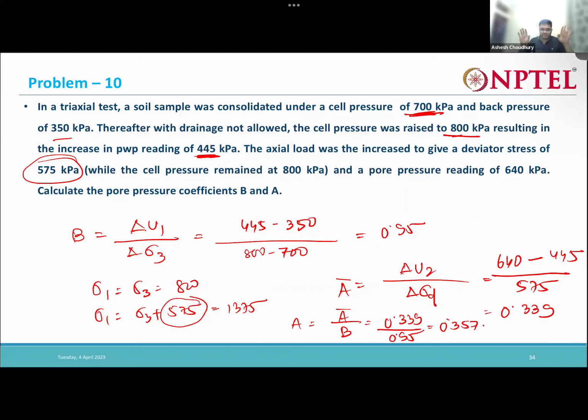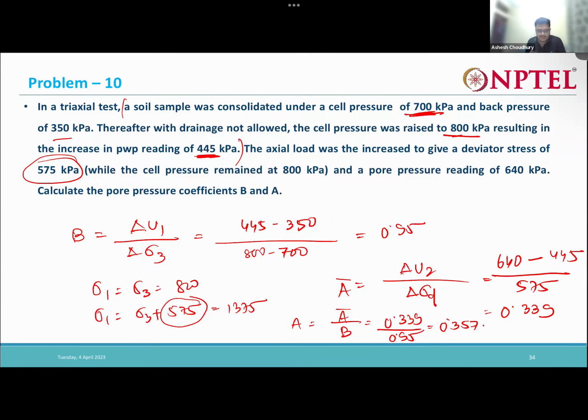So first, the B parameter you have to find out. B is the ratio of the increase in pore water pressure due to the cell pressure, divided by the increase in cell pressure. So due to the increase in my cell pressure from 700 to 800, my pore water pressure increased from 350 to 445. This is the first part, and from this I found my B.